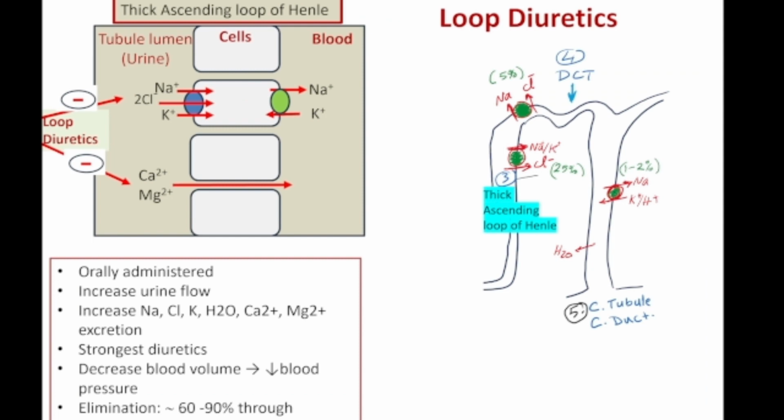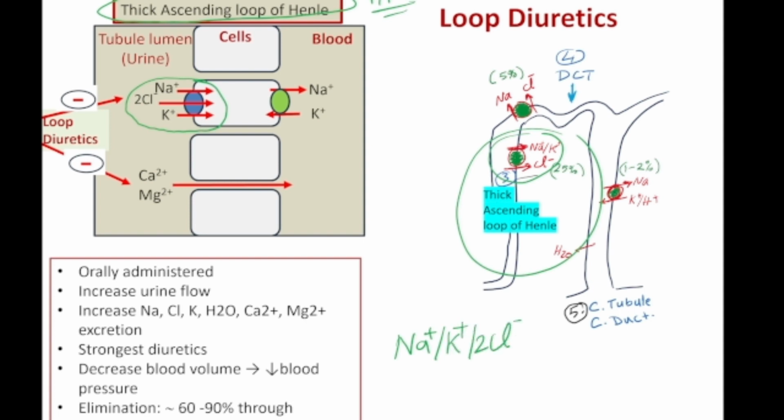The site of action for loop diuretic will be the thick ascending loop of Henle. And you remember here we have a co-transporter. This is the co-transporter, you can see it. The co-transporter is called sodium, potassium, 2-chloride.